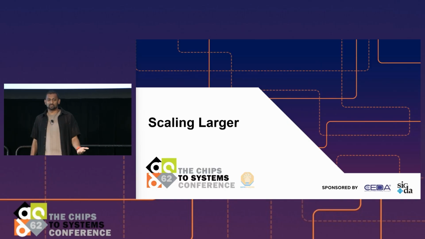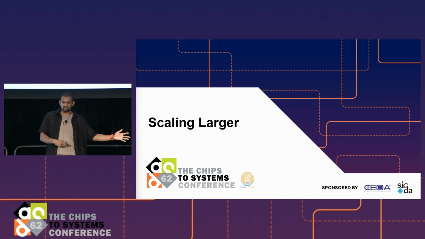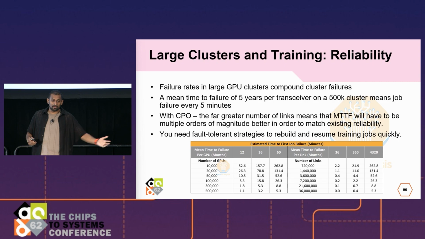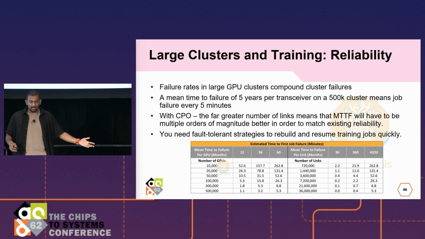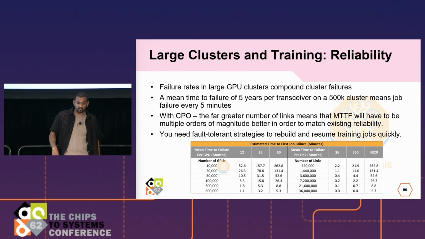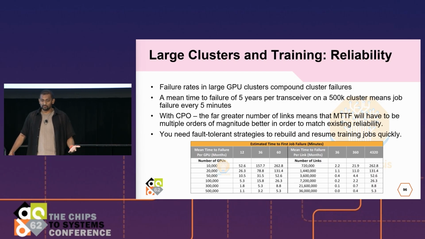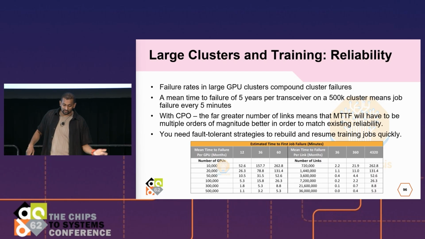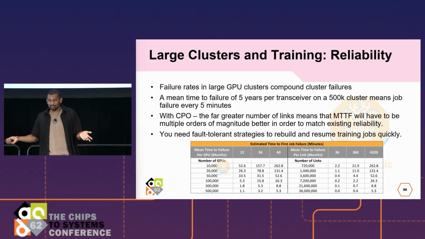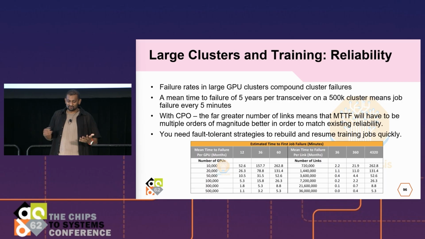Last thing I want to talk about is scaling larger, right? Because I was talking about hundreds and thousands of GPUs for inference, but for training this is a significantly higher number. I mentioned optics are really unreliable. Time between failure for a transceiver is 5 years. That's failure, not hey, it flaps, right? That's just hardcore failure. A 500K GPU cluster with the current ratio of optics that people have today, just pluggable transceivers, will fail every 5 minutes. So you have to think of some new way to do this.